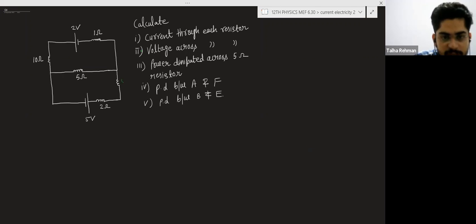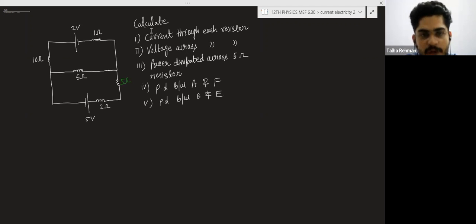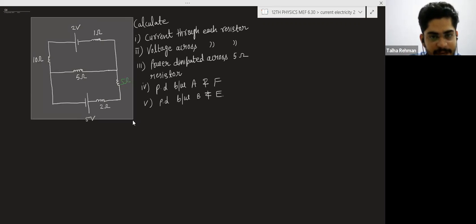Okay. So this is the circuit we have, and we have to calculate the current through each resistor, voltage across each resistor, power dissipated across 5 ohm resistance, potential difference between A and F, and potential difference between B and E, and this is one of the most important questions of KVL. Okay, so what I will do, first I will analyze this circuit.